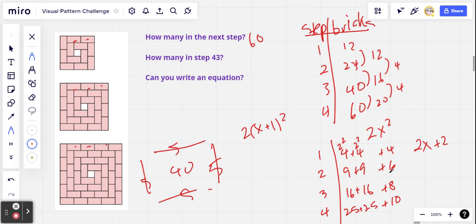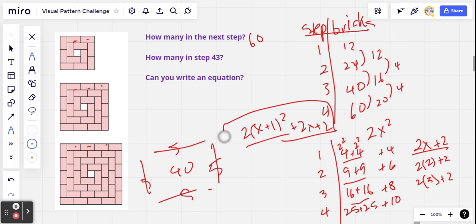Let's make sure it works with number 2. If I put step number 2 in here, it'd be 2 times 2 plus 2. That'd be 4 plus 2 is 6. How about 3? 2 times 3 plus 2, that'd be 6 plus 2 is 8. Yeah, so this expression seems to be working to predict this part. So this part is this chunk, and then plus 2x plus 2. So this is our equation.